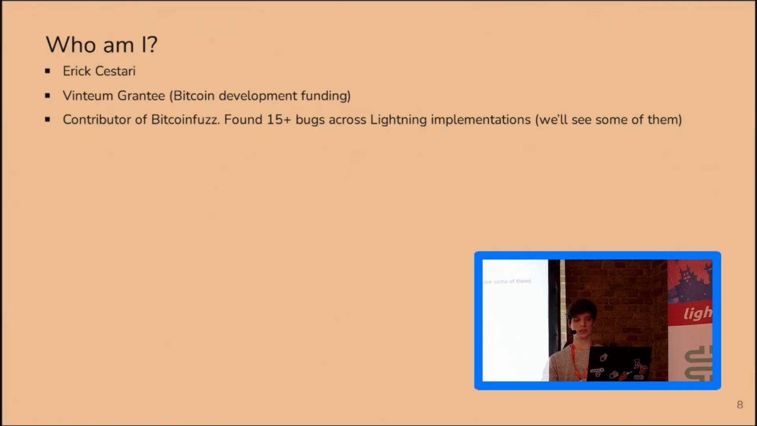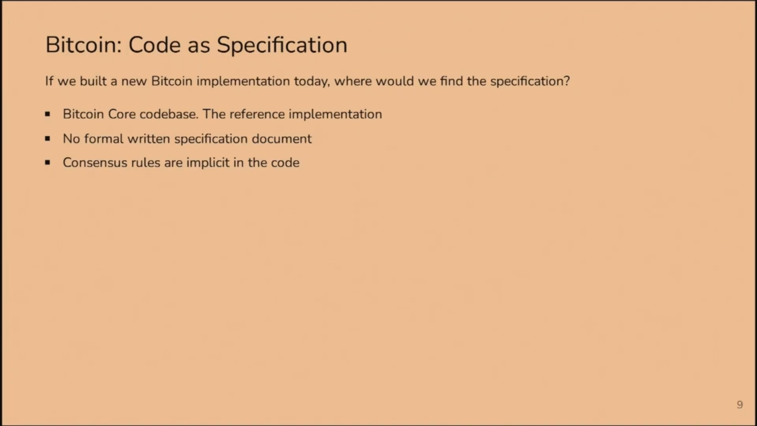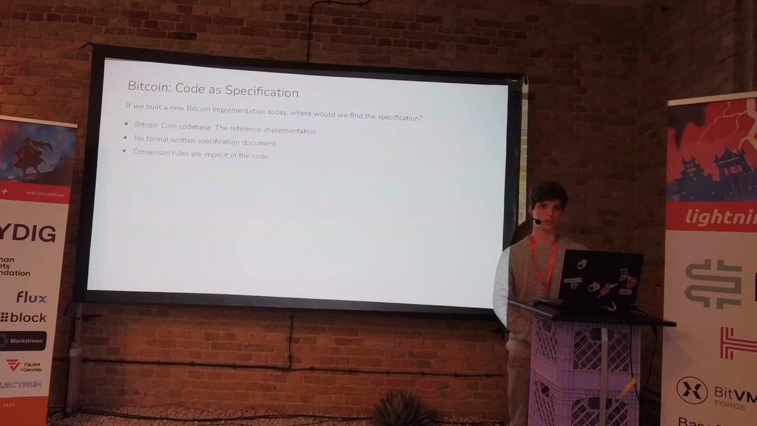In the Bitcoin protocol, currently we don't have a specification, so we basically have to read the Bitcoin Core code base and see how they implement things. So if you want to create a new Bitcoin node implementation, you would actually read the Bitcoin Core code base and see how they do it.